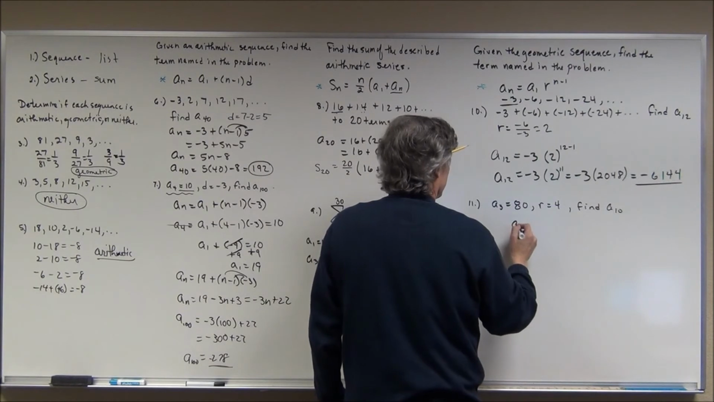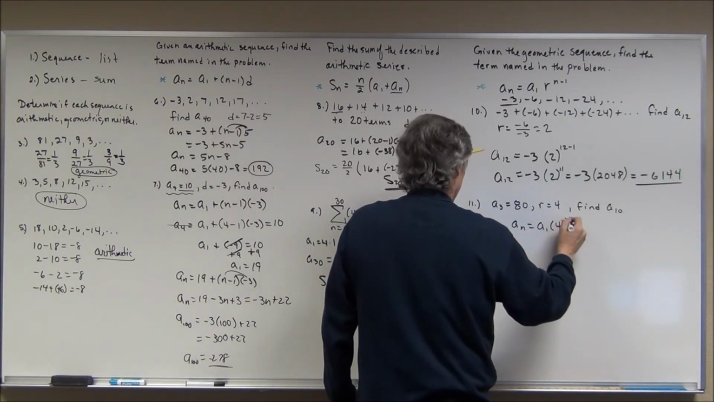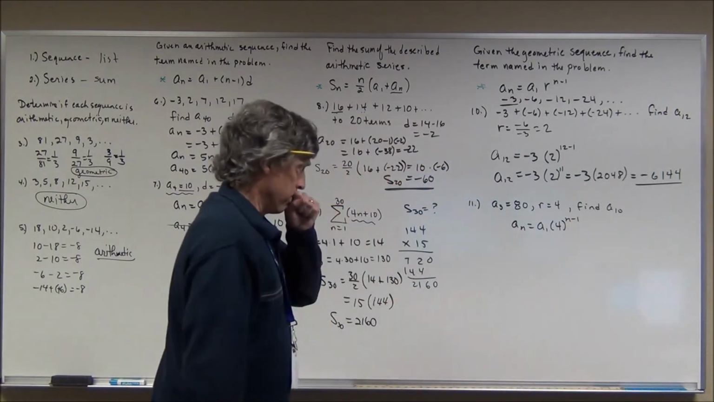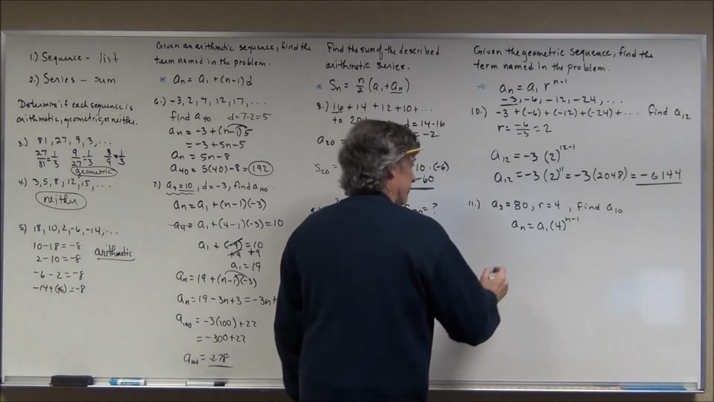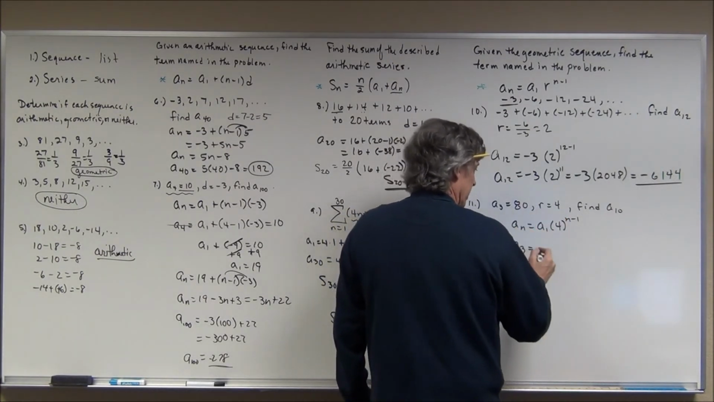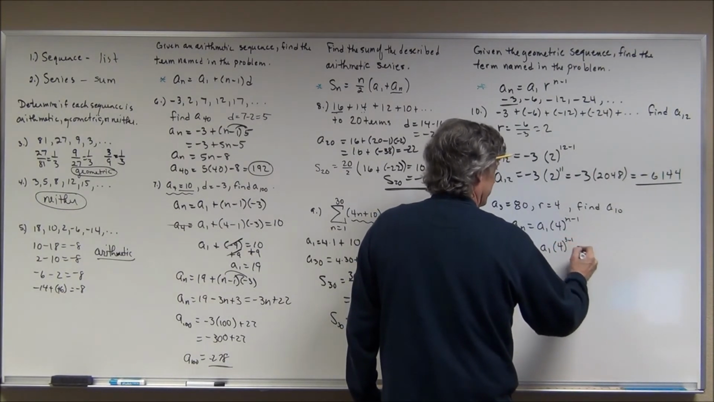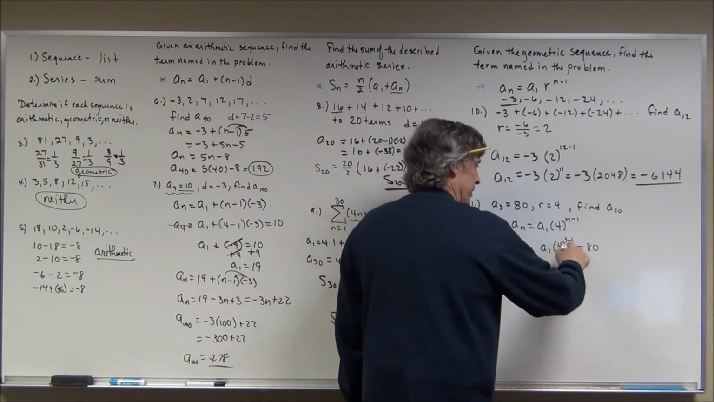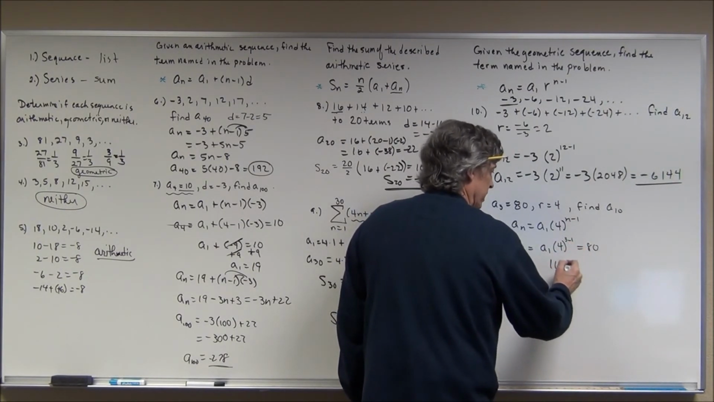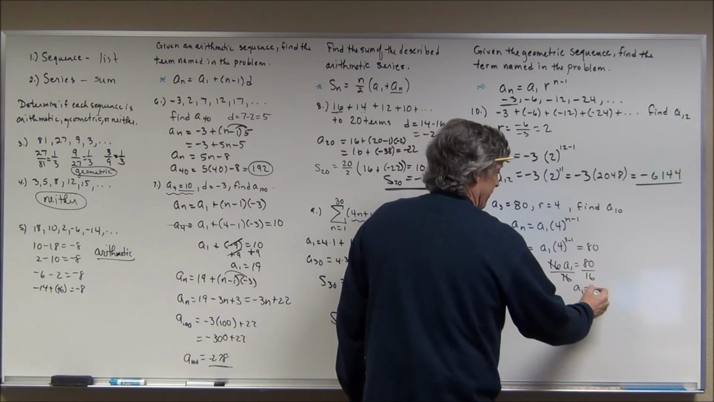I'm going to write a sub n is equal to a sub 1, and my ratio is 4, to the n minus 1 power. I have a sub 3. A sub 3 means I'm plugging 3 in, it's 80. So this is a sub 1 times 4 to the 3 minus 1 power, and this is equal to 80. 3 minus 1 is 2, 4 squared, this is 16 times a sub 1 equals 80. I can find a sub 1. A sub 1 is 5.